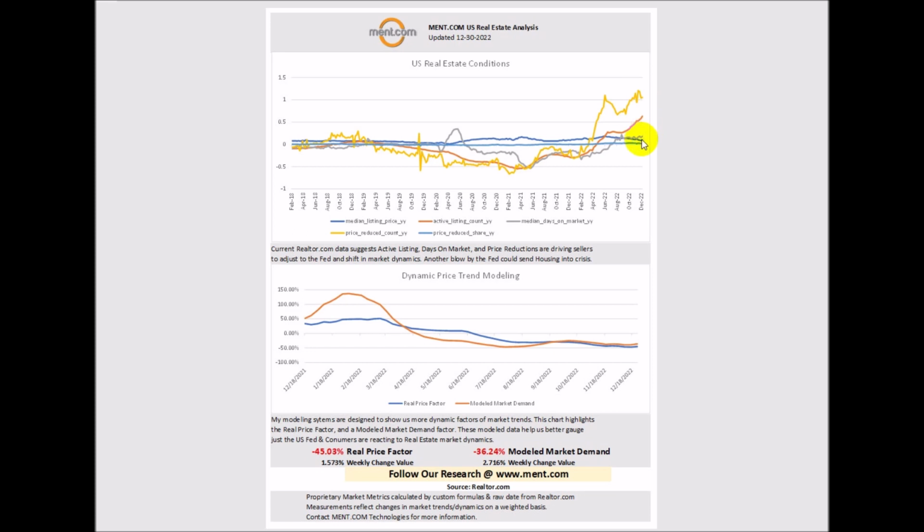Median days on market is flattening out, inching a little bit higher here. We haven't seen any real collapse in prices, but prices have started to move downward. You can see this blue line here. That's continually moving downward since April, May, June. And then we have price reduction share of market, which is still staying relatively high.